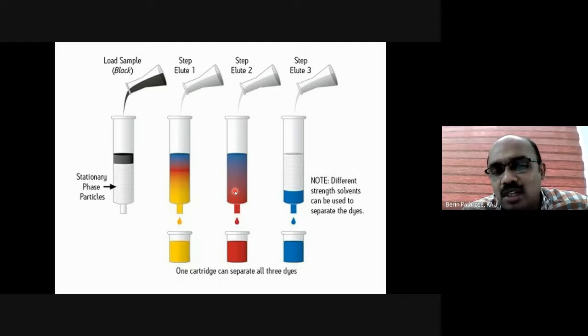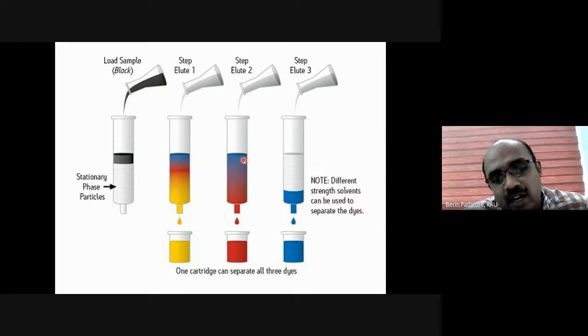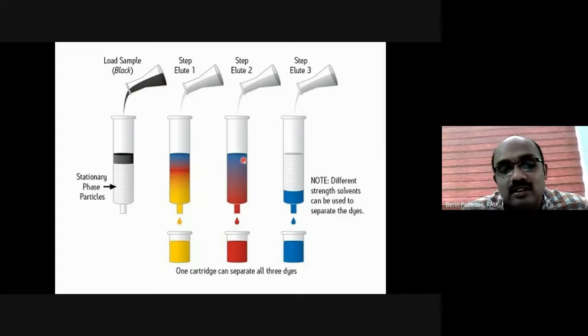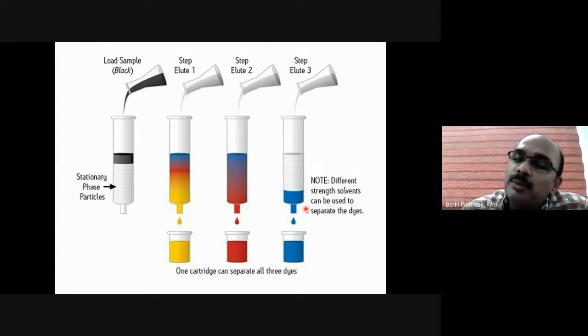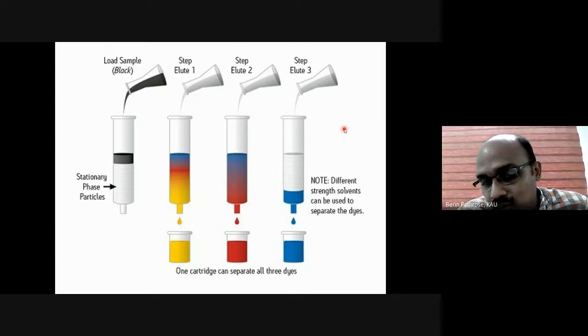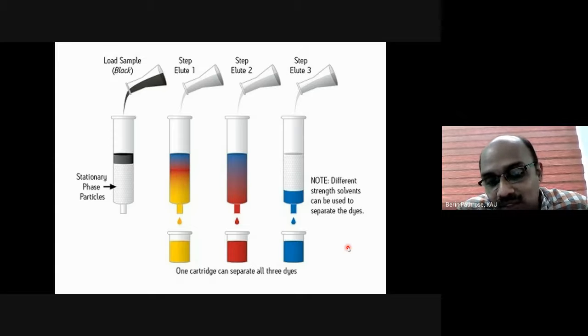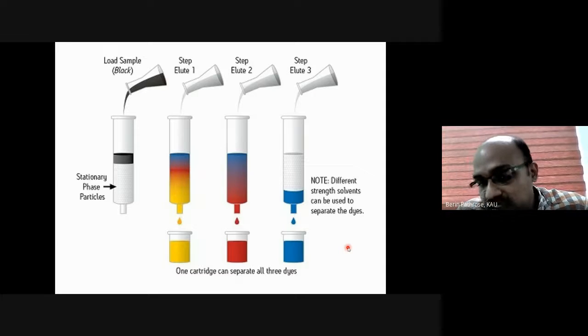Then red has an intermediate affinity, so red will move slowly, and we will collect it second. Blue is adsorbed very strongly to the stationary phase, so it will move very slowly. It will come last, with the addition of more and more solvent. So the black color got separated into its constituent colors: yellow, red, and blue.